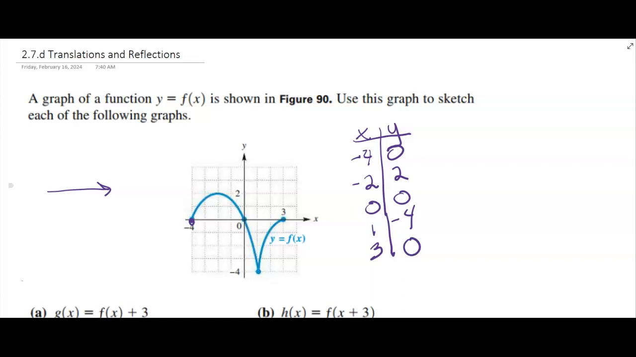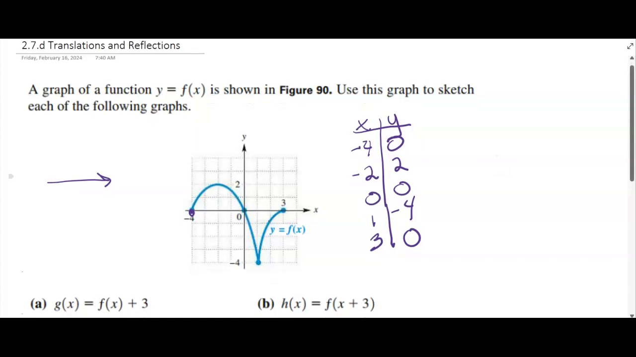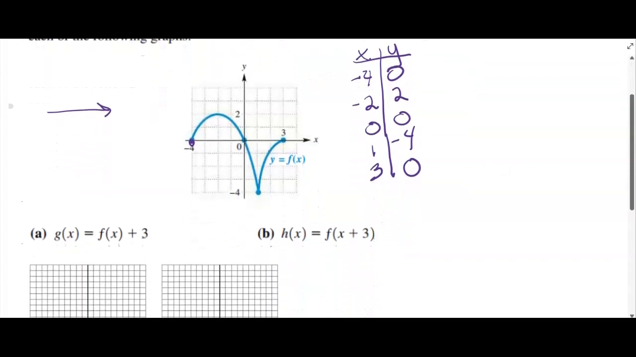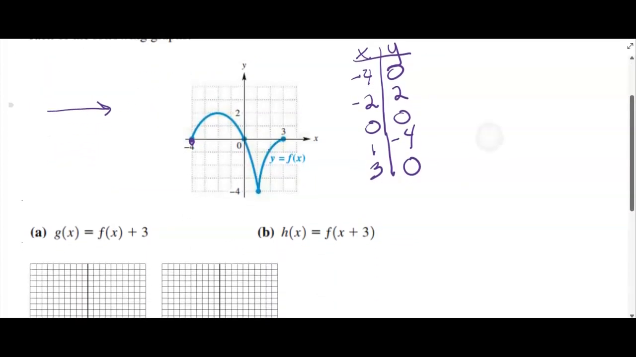Now, those are the ones that I see that actually have integer coordinates. I'm not going to try to guess what that point is. It looks like it's about 2, negative 1, but I'm not going to use that one. So I'm just using the ones that I can clearly see. And there are 5 of them. Okay, so these are kind of fun.